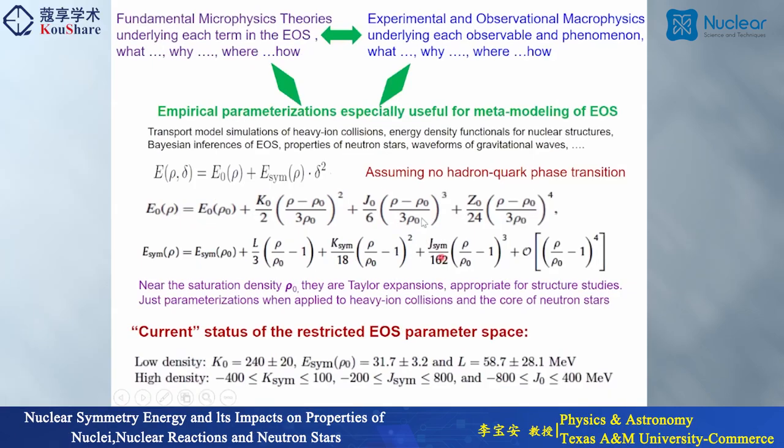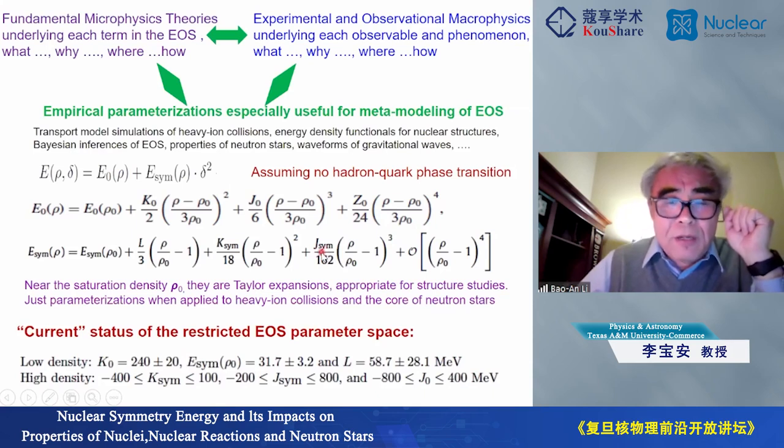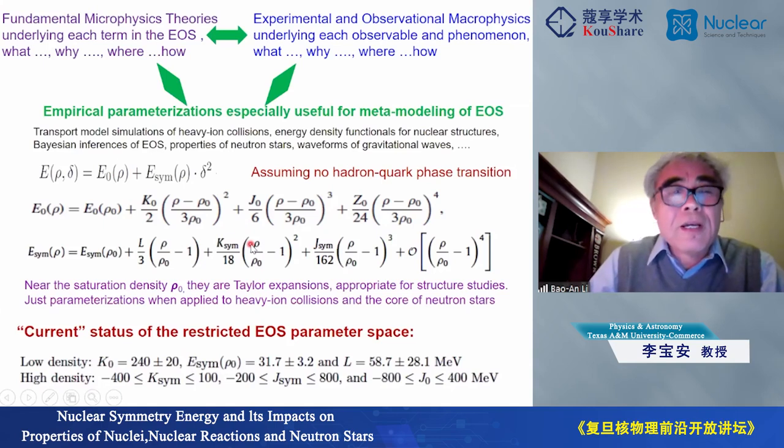L is the slope of symmetry energy, and J sym is the skewness of symmetry energy. We're going to use these parameters in characterizing the equilibrium state.